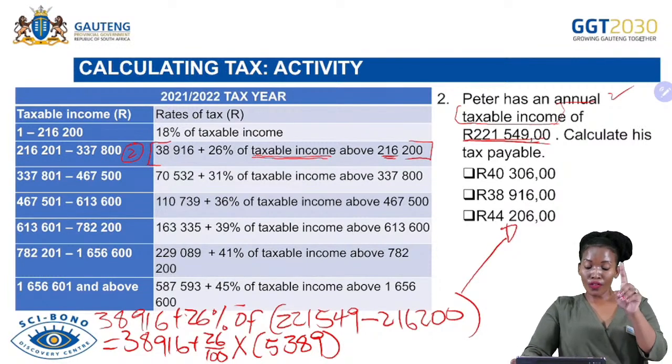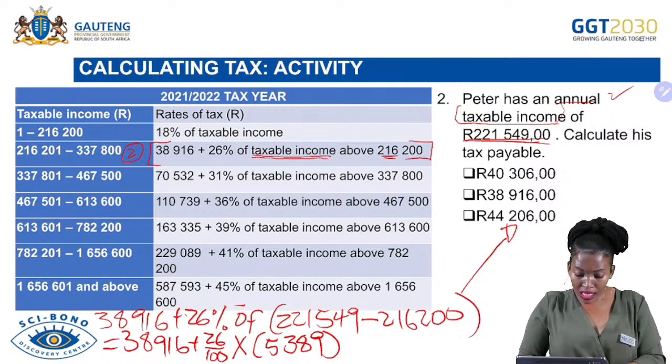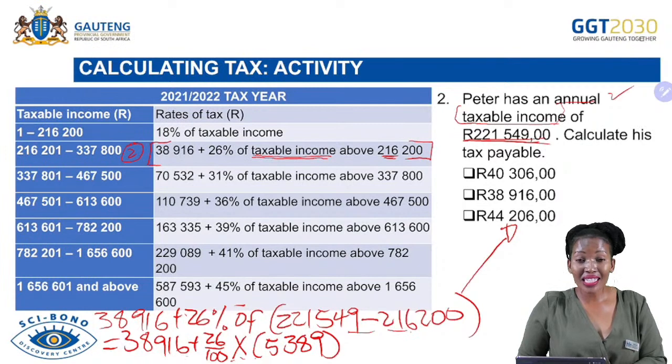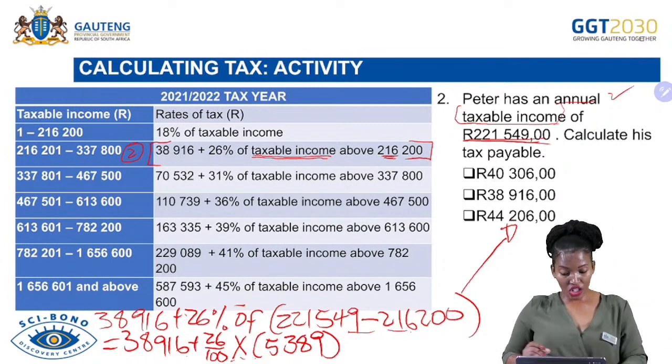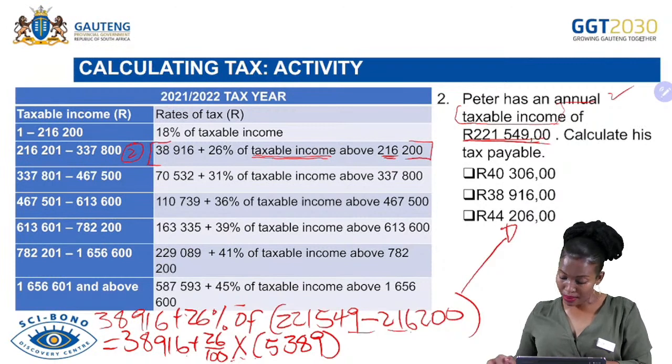Please, most of you are getting this wrong in the exam because you don't apply BODMAS. You'll see people saying 38,916 plus 26%. No ways. BODMAS says what? You first work out what's inside the brackets, and then you multiply, and then the last step will be what? It will be addition. So guys, I want you to do it then. I've already tried to simplify it for you.